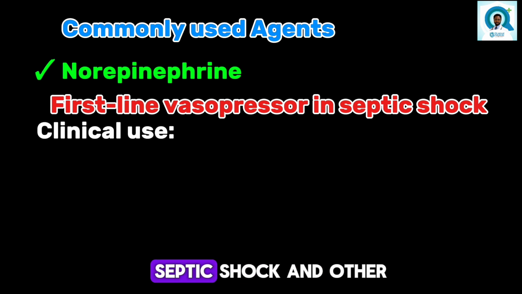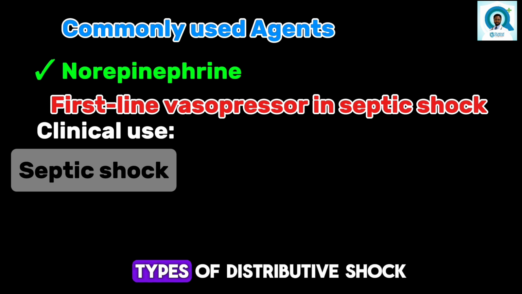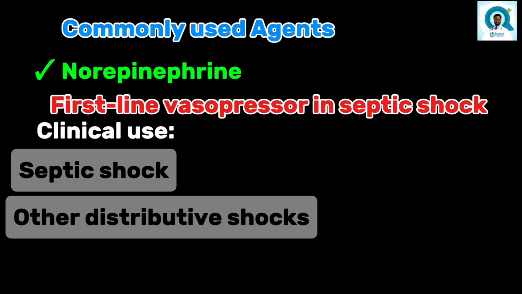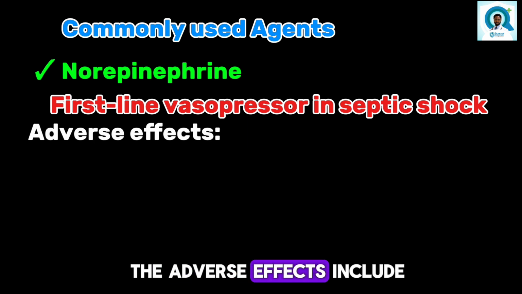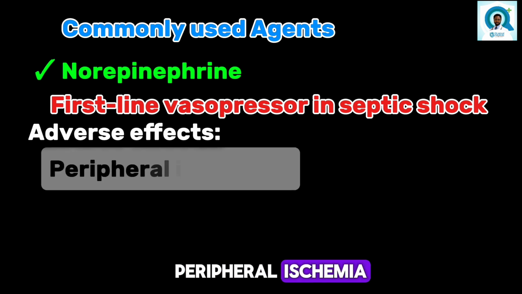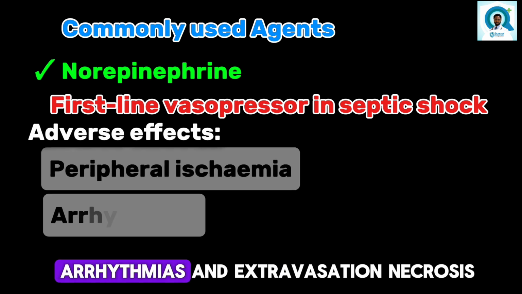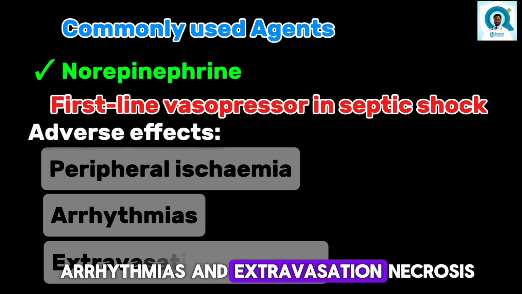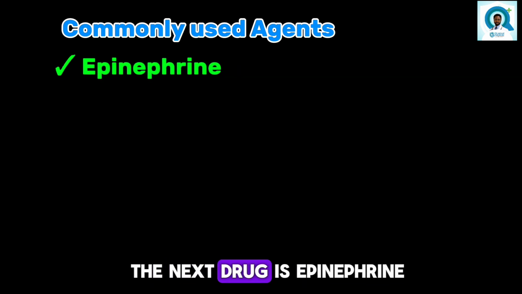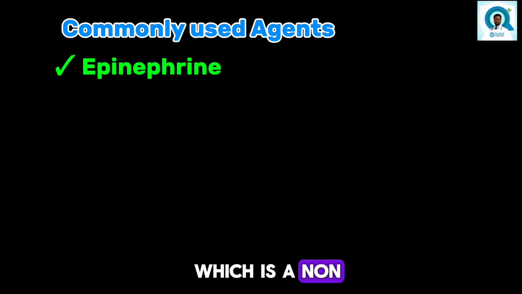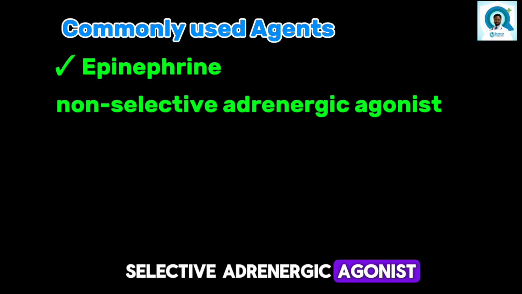Clinically, it is used in septic shock and other types of distributive shock. It is also a first-line drug in most hypotensive intensive care unit patients. The adverse effects include peripheral ischemia, arrhythmias, and extravasation necrosis. The next drug is epinephrine, which is a non-selective adrenergic agonist.